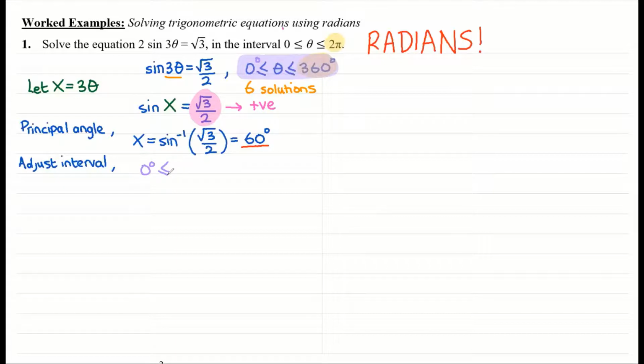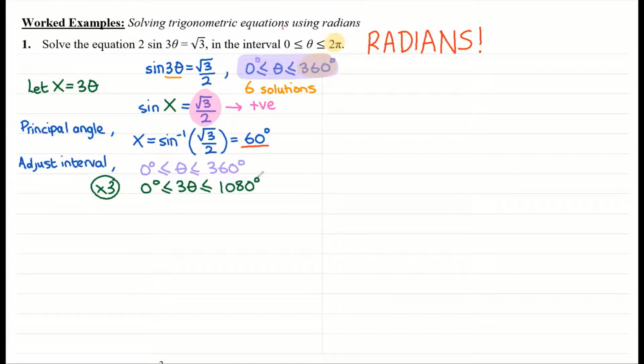Let's just write it out again first. From 0 up to 360 degrees, we want 3 theta. We're going to need to multiply this interval by 3. So if we do that, we're going to get 0 to 3 theta, and 360 multiplied by 3 is 1080 degrees.